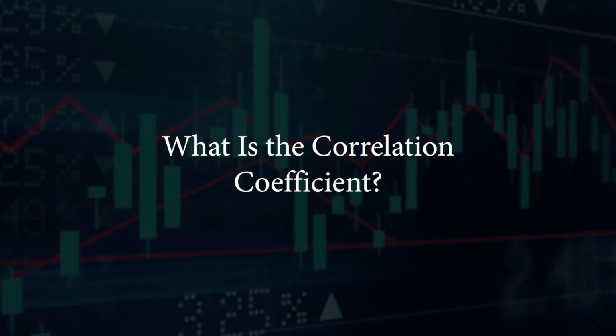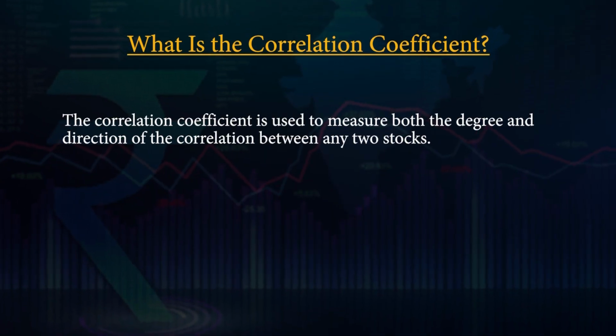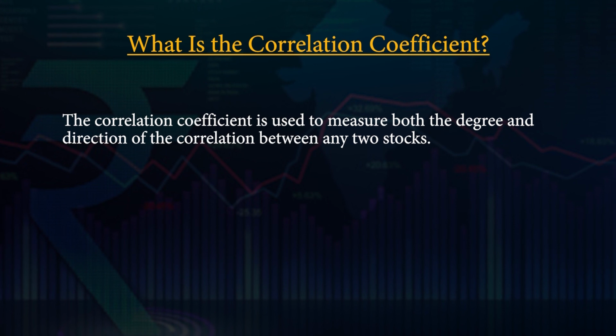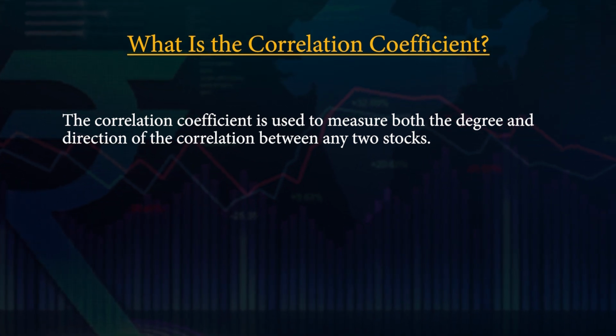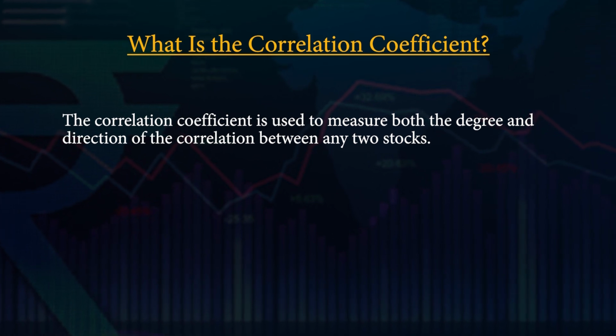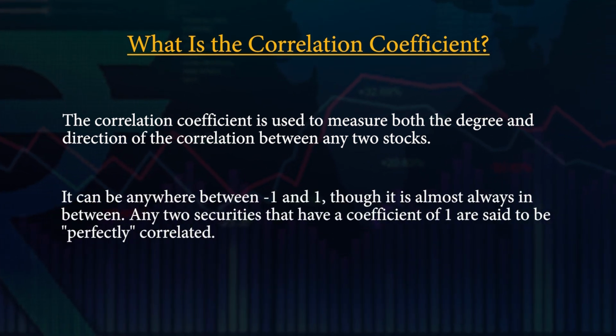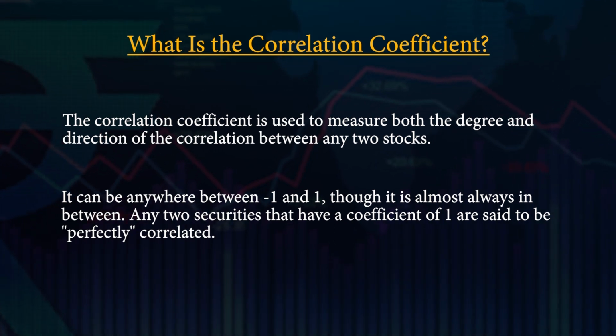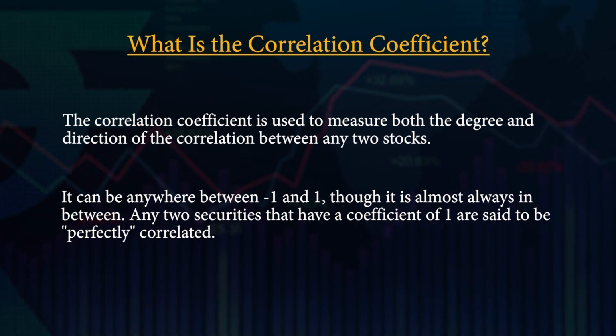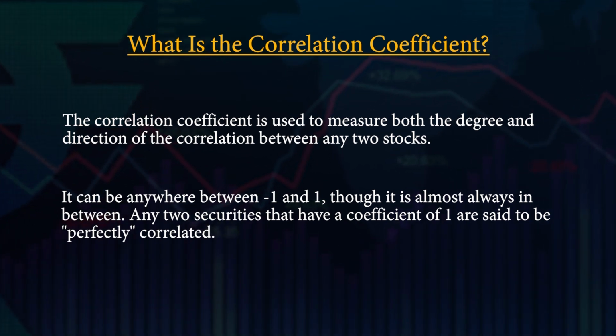So to answer the question of what a correlation coefficient is, because I have been talking about correlation. The correlation coefficient is a statistical measure, and it is used to measure both the degree and the direction of correlation between, say, any two stocks or any two variables. The value can be anywhere between -1 and +1, though it is almost always in between. Any two securities which have a correlation coefficient of around 1 are said to be perfectly correlated. This means that when one stock moves up 5 points, the other does exactly the same thing at the same time. So this has to be understood, what correlation means.